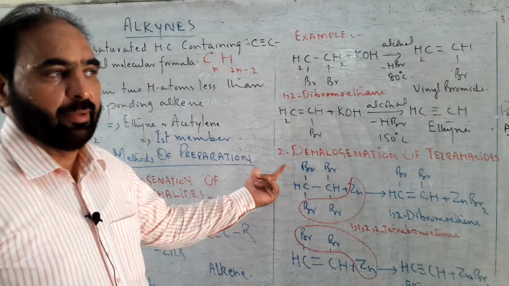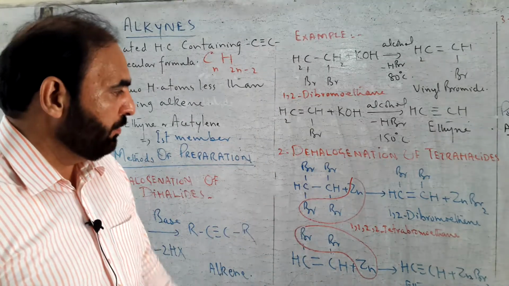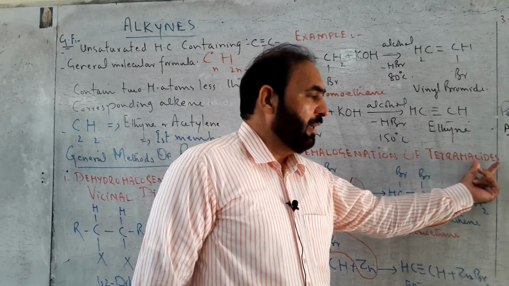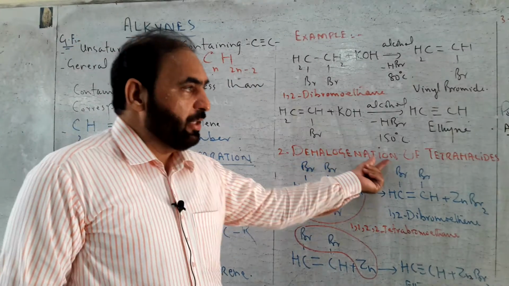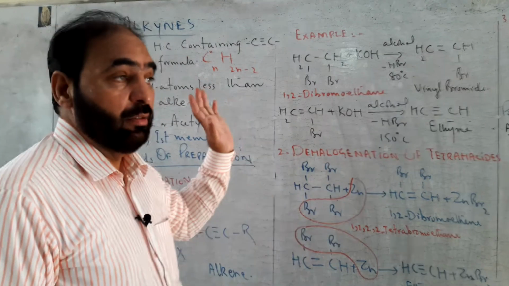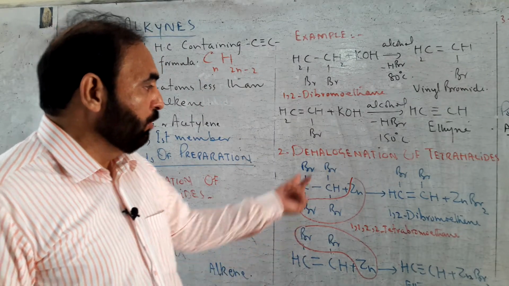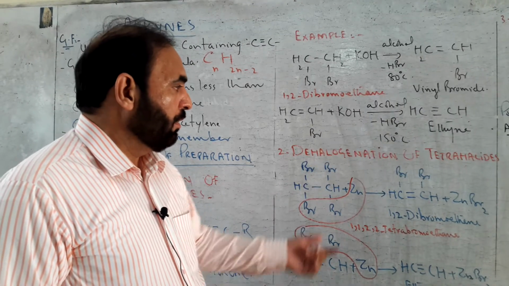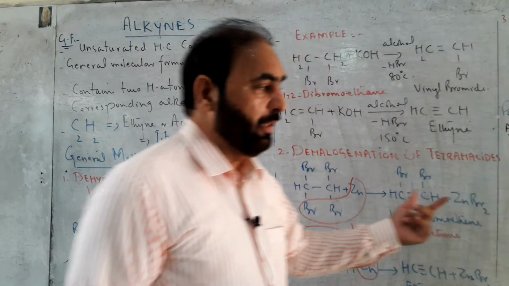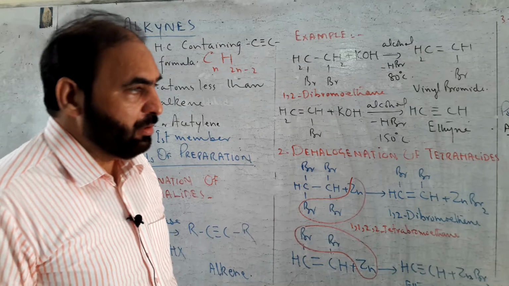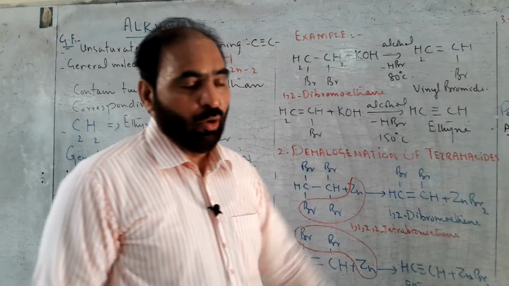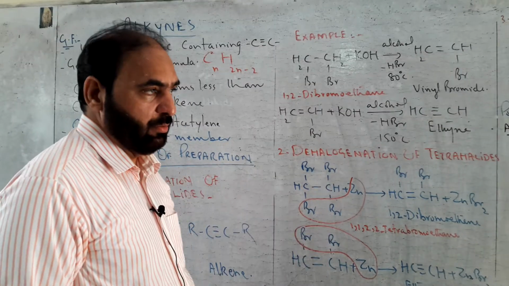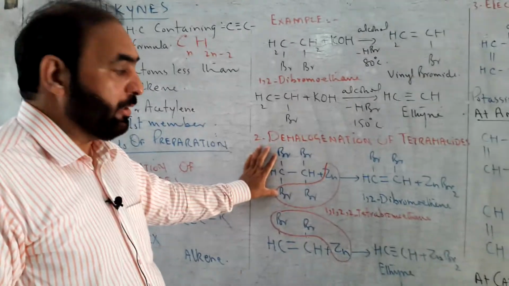Second method for the preparation of alkyne, especially ethyne, is dehalogenation of tetrahalides. Dehalogenation, as we have already defined in preparation of alkenes, is the removal of halogen molecule. And tetrahalide is an organic compound in which four halogen atoms are present on two adjacent carbon atoms. Two halogen atoms are attached to one carbon atom and two with other.